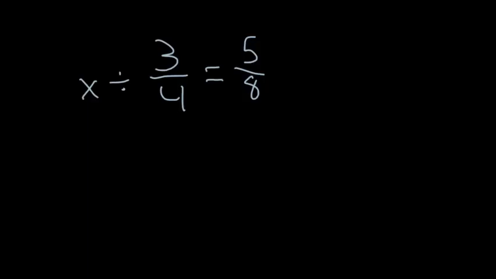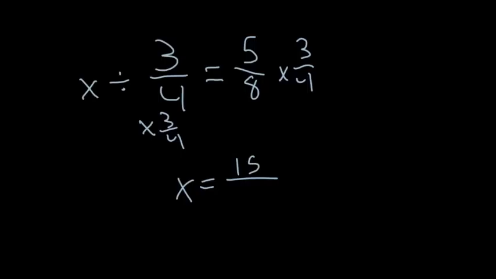Alright, now x divided by 3/4 equals 5/8. So the opposite of dividing by 3/4 will be multiplying by 3/4. I'm going to do times 3/4. So I'm going to be left with x equals, nothing I can simplify there, so 5 times 3 is 15. 8 times 4 is 32. So just remember, when you're solving equations, you got to do the opposite.